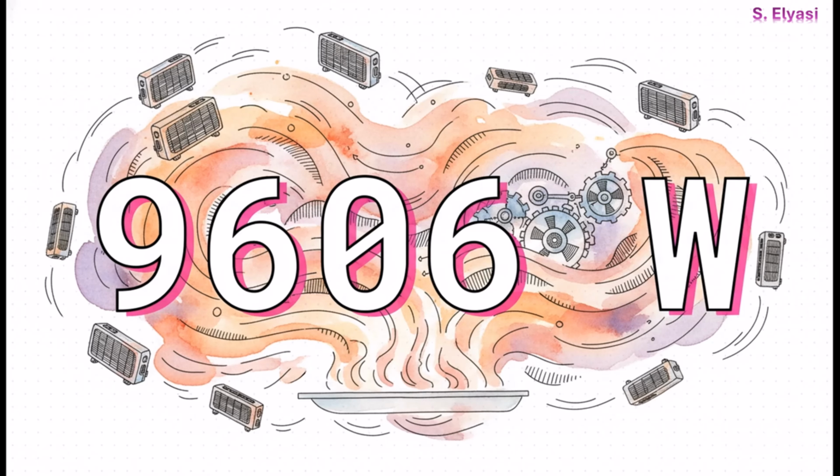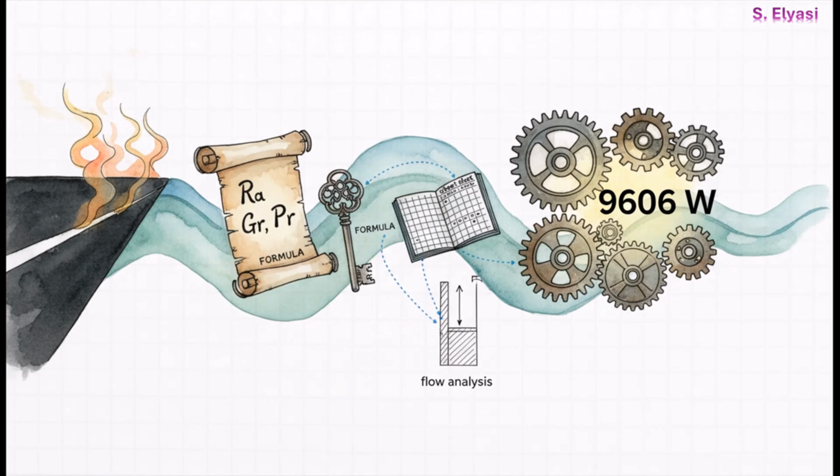That gives us our Nusselt number, and from there, it's just one more quick calculation to get our final answer, and drumroll please, 9,606 watts. Now, just to put that into perspective, that's over 9.6 kilowatts. That's like running 10 big space heaters at full blast. All of that energy is being moved without a single fan, just by this silent, invisible engine we've been talking about. And just like that, we've done it.